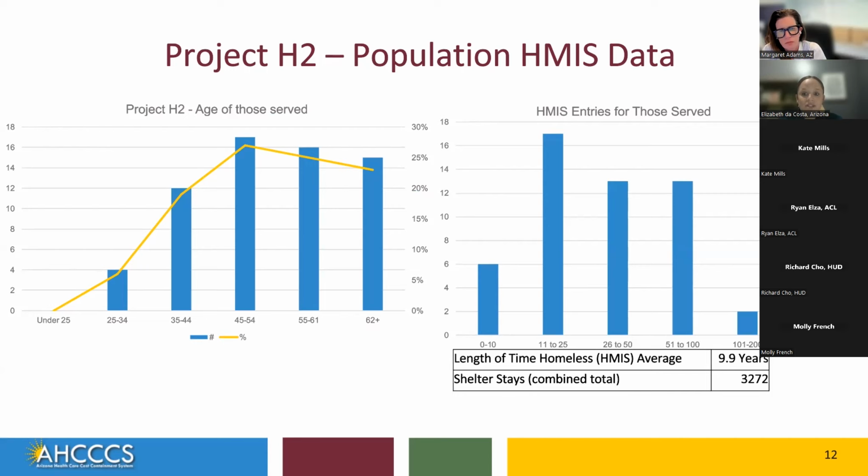So the average length of time for members served in this project was nearly 10 years. And then their total shelter stays combined, so all the times they stayed in shelter, was over 3,000. And then the last one, we can see that almost 14 members had more than 200 entry exits into that homeless management system. So individuals kind of cycling through the homeless management system at a very vulnerable age who ended up getting referred and served in this program. We can go next slide.